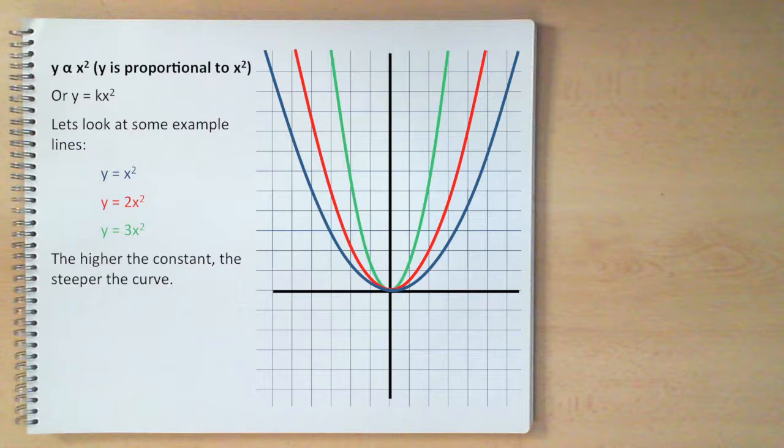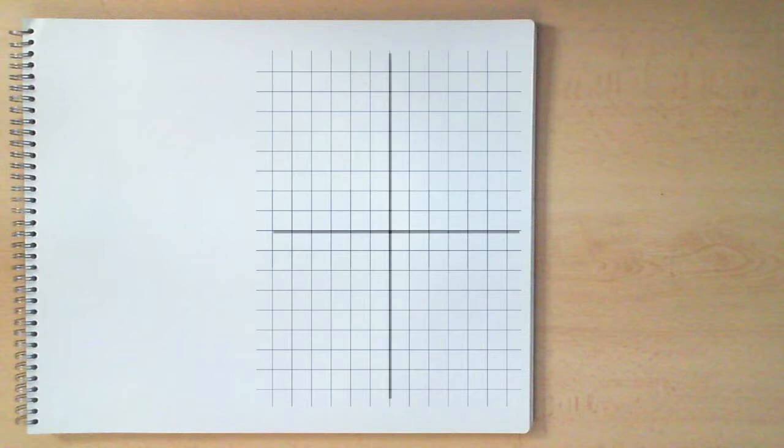So if you see a graph of this shape in a proportionality question, you should be able to straight away work out that there's an x squared involved in there somewhere. And from that, you'll be able to work out what the constant of proportionality is given the information in the question.